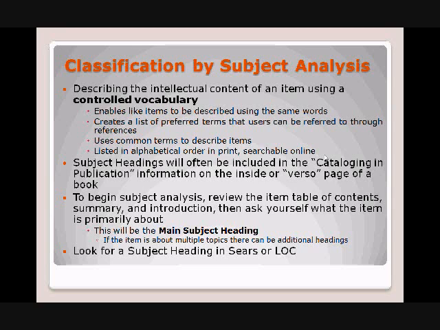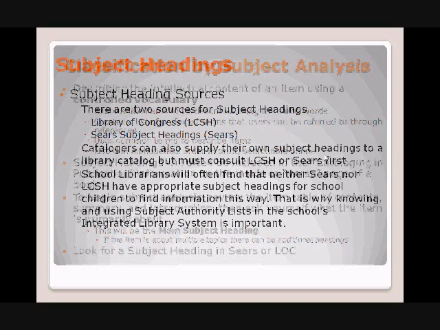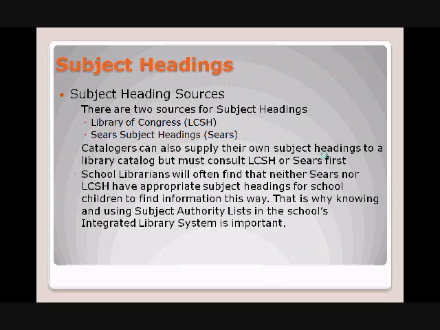Now, if an item is about multiple topics, there can be additional headings, but you really have to decide what that main subject heading is. And then once you have an idea about that, you look for that subject heading in Sears or in the Library of Congress. In this class, we will be using Sears for all subject headings and Library of Congress only for personal names. Now, as I said before, in this class we will be using two sources for our subject headings. One is Library of Congress, and two is Sears subject headings.